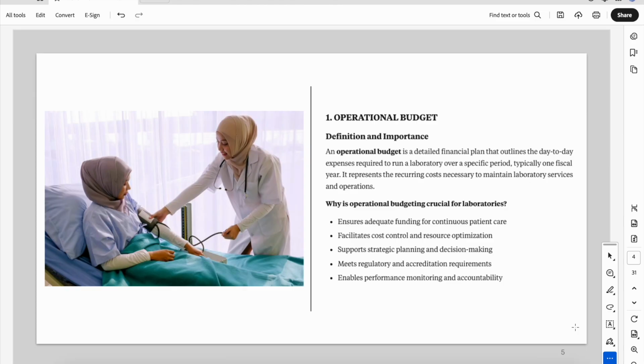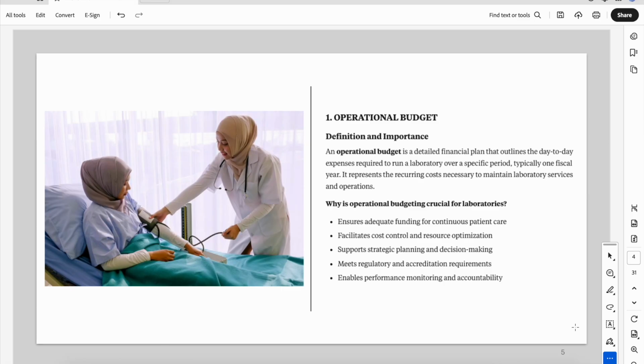Operational budget. An operational budget is a detailed financial plan that outlines the day-to-day expenses required to run a laboratory over a specific period, typically one fiscal year. Think of it as your laboratory's financial roadmap for routine operations. It represents the recurring costs necessary to maintain laboratory services and operations.